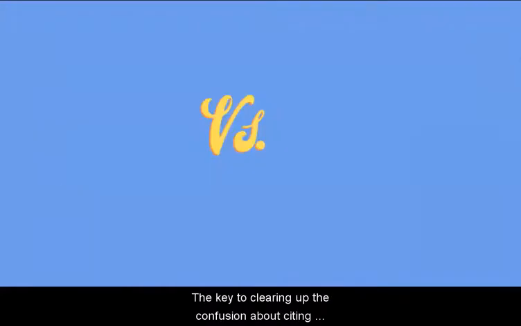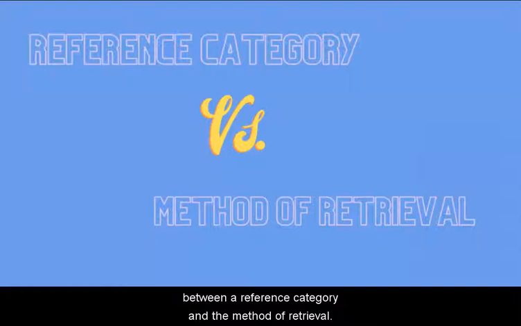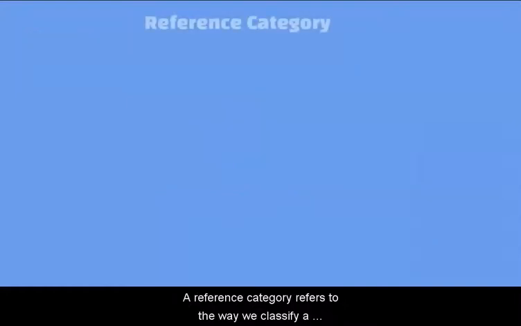The key to clearing up the confusion about citing websites in APA is to keep in mind that when it comes to web-based material, APA makes a distinction between a reference category and the method of retrieval. A reference category refers to the way we classify particular work.